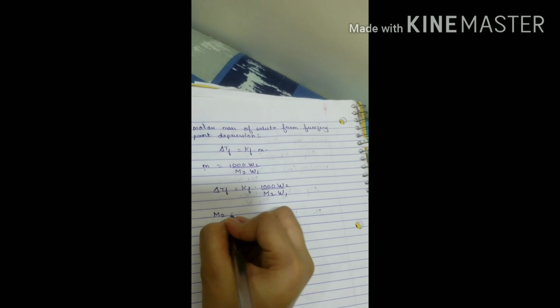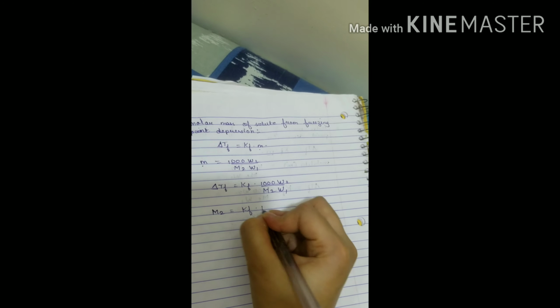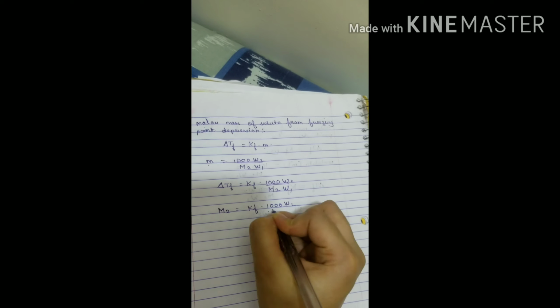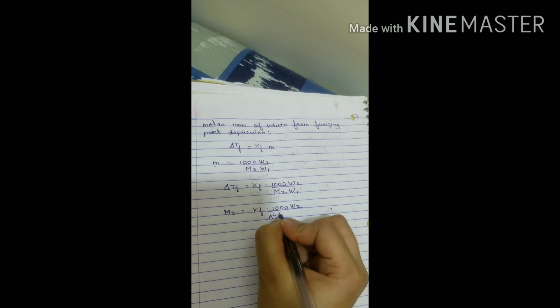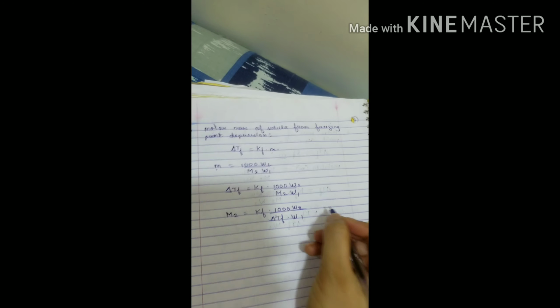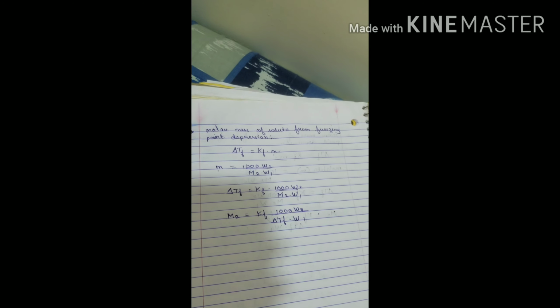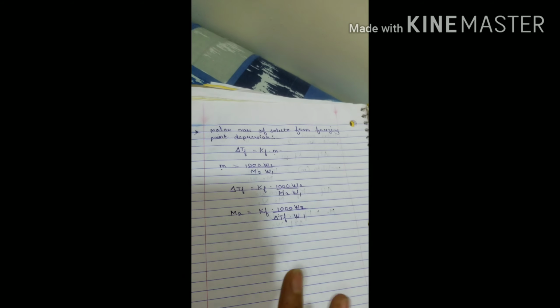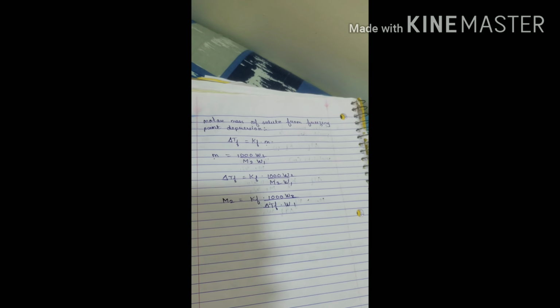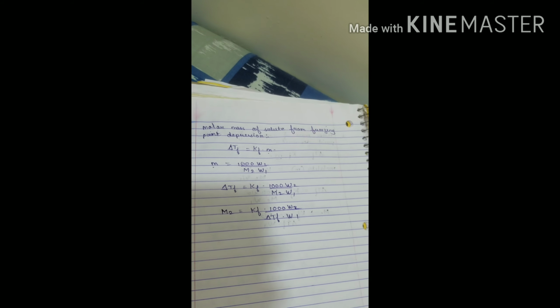So if you take M2 out, what is going to happen? Kf is going to remain as it is, and then just copy down everything in a similar manner, and this delta Tf will go down, dot W1. So this is the equation with which you can calculate the molar mass of solute from freezing point depression. Now with this we have finished with the third colligative property.